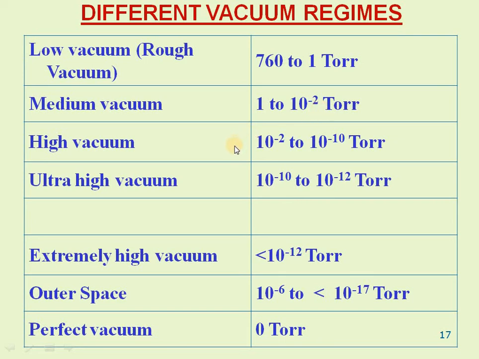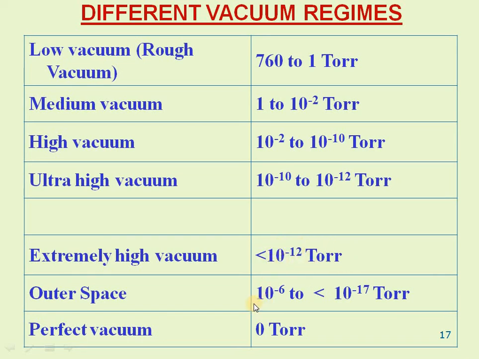And high vacuum ranges from 10 raised to minus 2 torr to 10 raised to minus 10 torr. And ultra high vacuum ranges from 10 raised to minus 10 to 10 raised to minus 12 torr. And extremely high vacuum is something less than 10 raised to minus 12 torr. It's rarely possible in experimental gadgets.